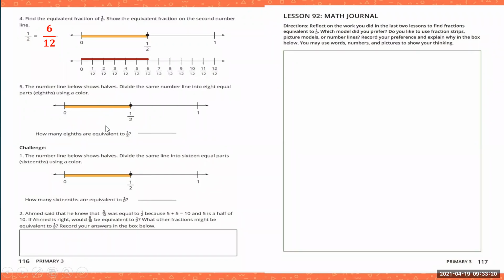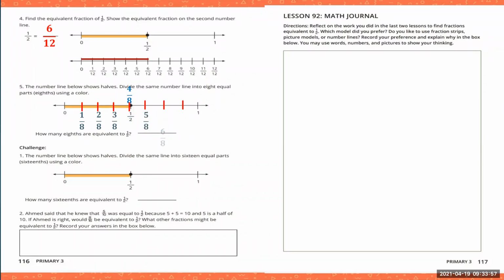Here, my number line is divided into halves. I want to divide it into eighths, 8 equal parts. So the half of 8 equals what? Great, Yasin. Excellent, Loreen, Hamza. So the half of 8 equals 4. Great, Adam. So I will divide it into 8 equal parts and stop at 4 over 8.